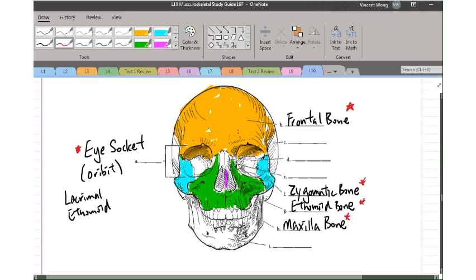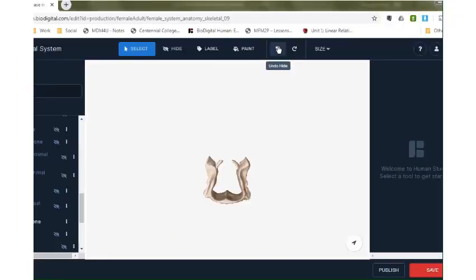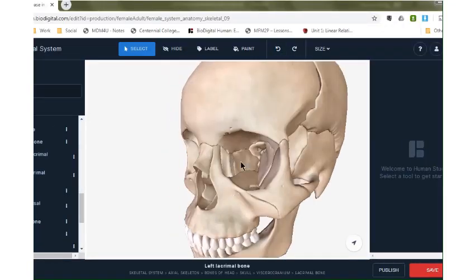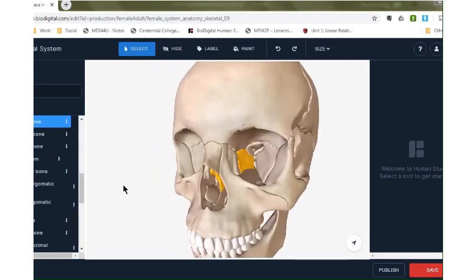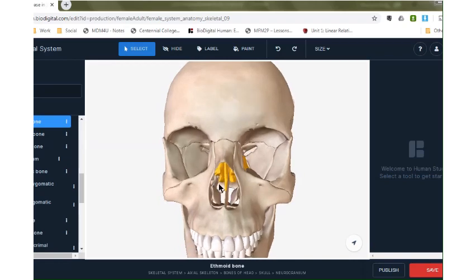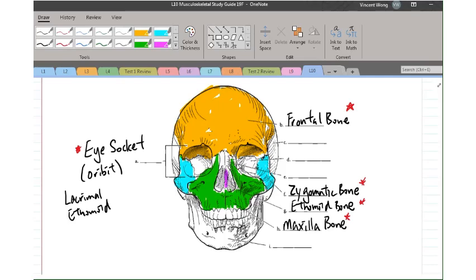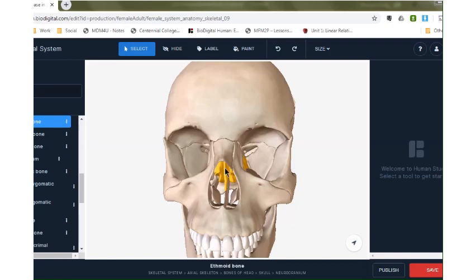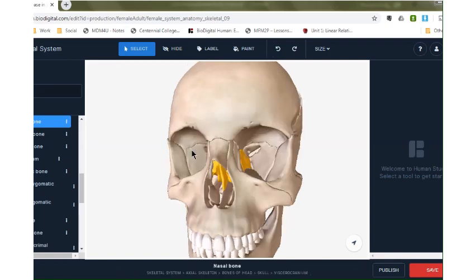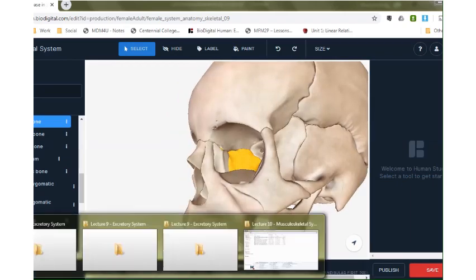Okay, I can just quickly go back to the 3D model for you to take a look. So this here is your ethmoid bone, and if I rotate at the front, you can see it also forms part of your nasal septum, right? So in our diagram here, this purple part is basically this part that I'm pointing at right now. So it forms the nasal septum as well as the medial side of your eye socket.